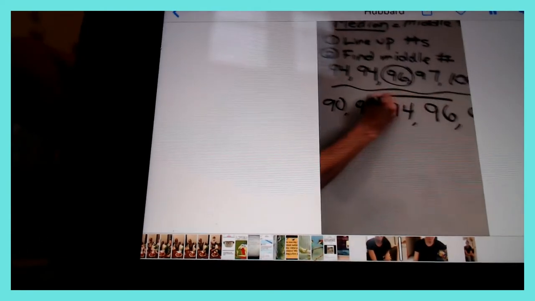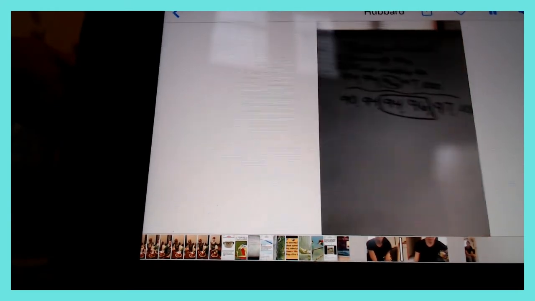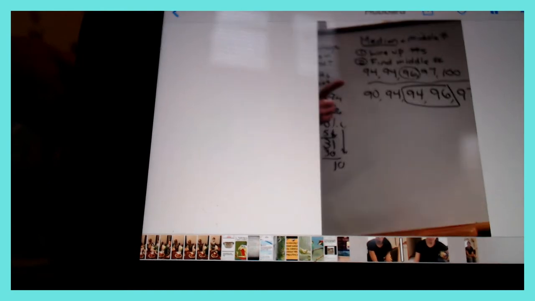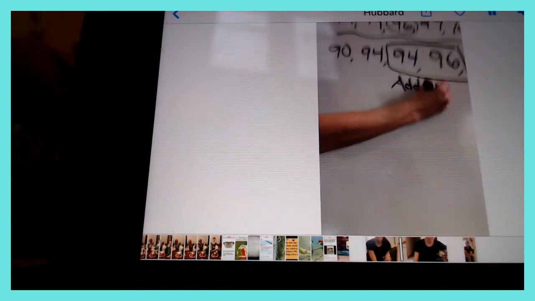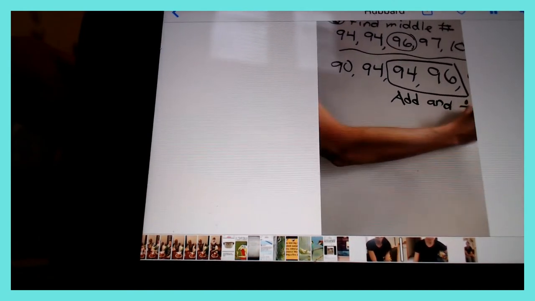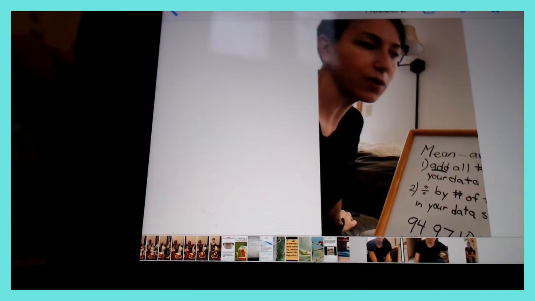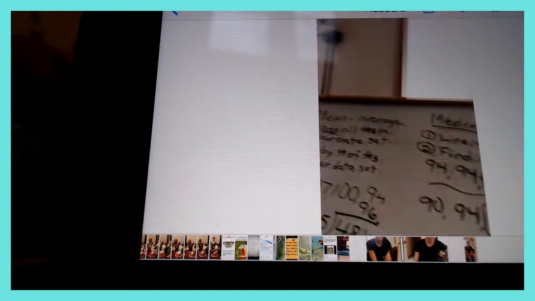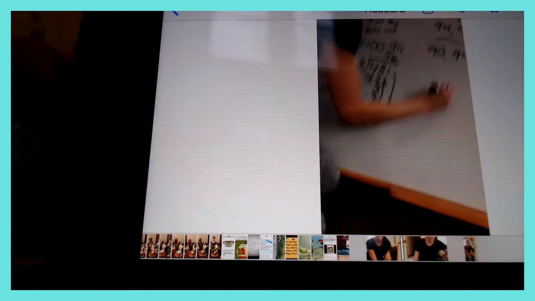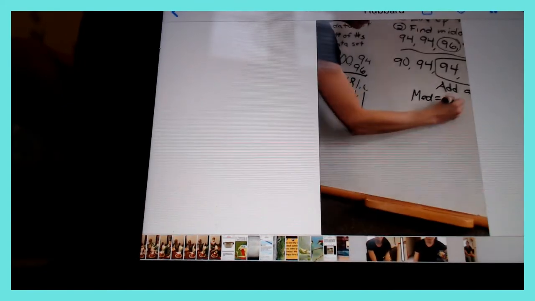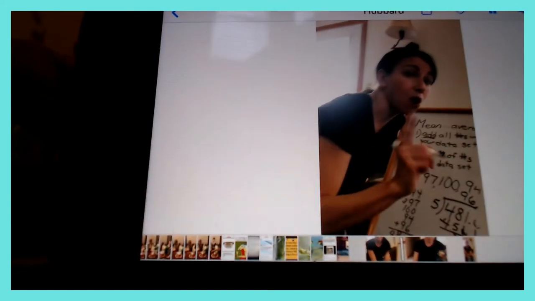Okay, guys, now there are two numbers in the middle. Well, you're not allowed to have two numbers in the middle. So when there are two in the middle, you add them together and divide by two. Or if you can just look and see, what's in between 94 and 96? 95. So the median for this one would equal 95. Sometimes you're going to get a decimal. No rounding on the median, only the mean.